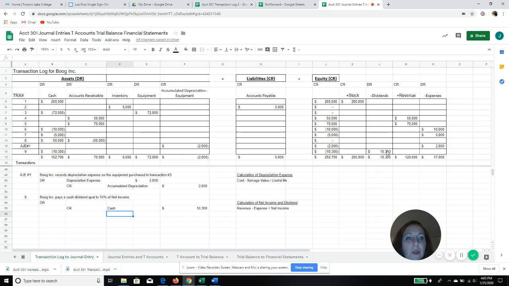Over here, we increase the dividends account. Dividends has a natural debit balance, so we increase dividends with a debit, and we will do that right here for $10,300. Again, we make sure our debits and credits equal, and they do. All right, that is the last of our journal entries. In the next video, we will look at taking these journal entries and putting them into T accounts.